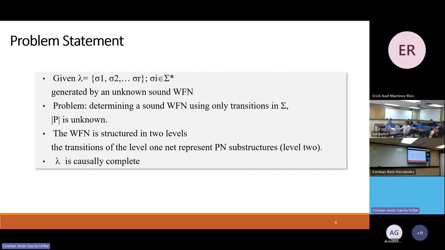The problem statement was described in the following way. Given a log lambda produced by an unknown sound workflow net, which doesn't include silent transitions, the discovery problem consists of determining a sound Petri net structure using once the transitions in sigma, which reproduces lambda. The number of places is unknown, and the discovered Petri net is structured in two levels, where the transitions of the level one net represent the Petri net substructures, and the level two represents the Petri net.